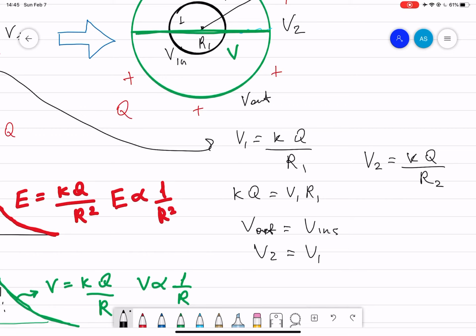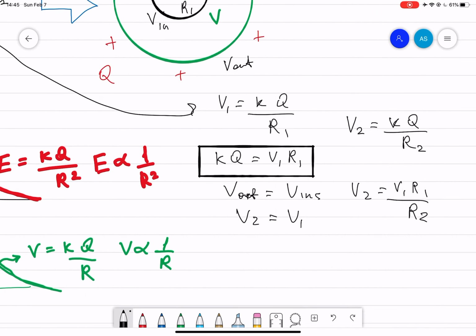So we have got this formula. Then V2 is equal to kq, which is equal to V1 R1 divided by R2. Now if you plug in the numbers, you get a certain number. That means V inside is equal to V outside, so V1 is equal to V2. Once you get this number, you can say that V inside or outside is the same, so you should get the number.